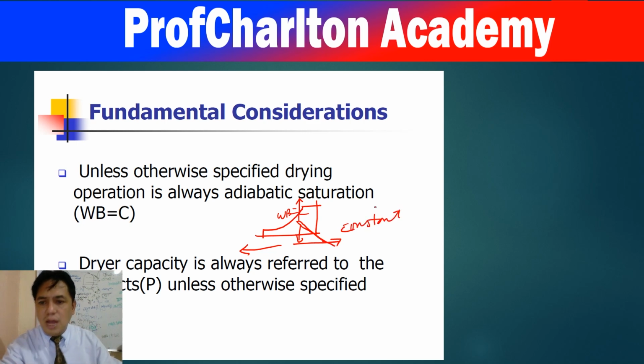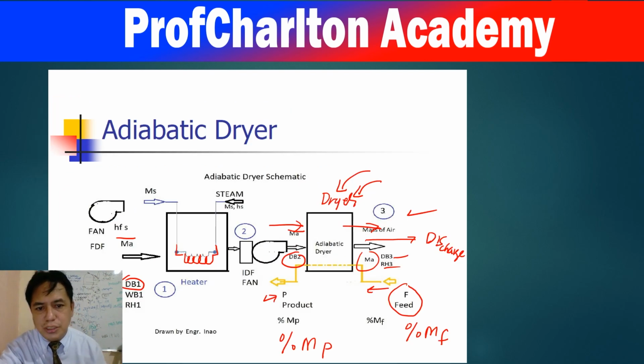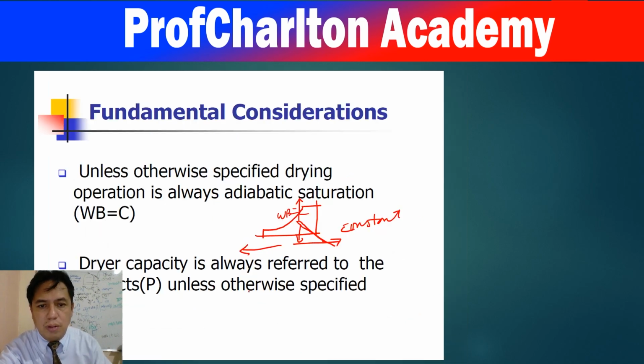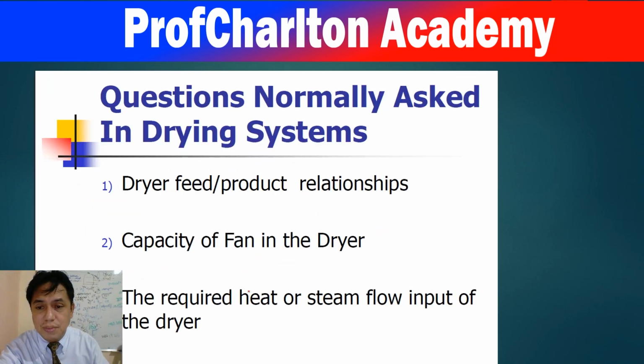Okay. So now, the dryer capacity is always referred to the product unless otherwise specified. The capacity of the dryer cannot be measured in the feed, because nothing is happening, nothing is drying there. So the capacity is always at the product side, meaning after the dryer accomplishes its function. The dryer feed and product relationship is always being asked in many problems. For example, in the board exam, they always ask for the dryer feed and product relationship.